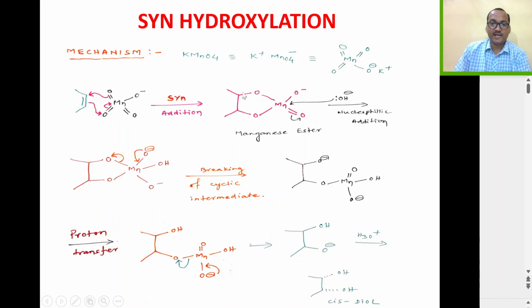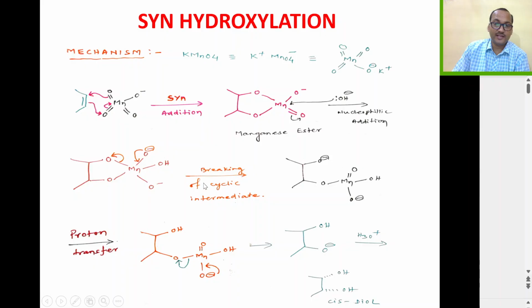So once you get this manganese ester, OH minus ion in the reaction medium will act as a nucleophile. So it will undergo nucleophilic addition. So it will attack to the manganese, and this double bond will break on this oxygen. So as a result, you end up with this species. So when this O minus will come back, this Mn-O bond will break on this oxygen.